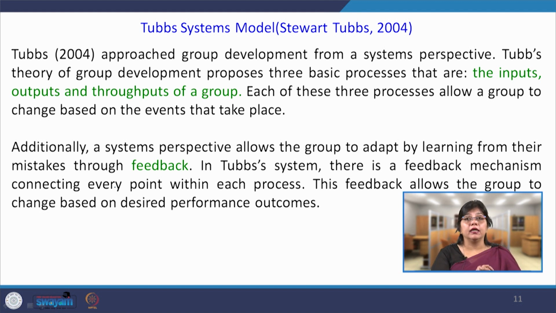And the most important additional thing in this model is that since group development has been perceived as a system according to Stewart Tubbs, every stage has to undergo a feedback mechanism. Therefore, additionally, a system perspective allows a group to adapt by learning from their mistakes and through feedback. That means, whatever task has been invested to achieve the goal, even at that level the feedback mechanism is very active. If it is output, then again the feedback mechanism is very active, and even in the throughputs, whatever talent, power, abilities or skills have been pooled, again it has to undergo a feedback mechanism. So, there is a feedback mechanism connecting every point within each process, and this feedback allows the group to change based on desired performance outcome.